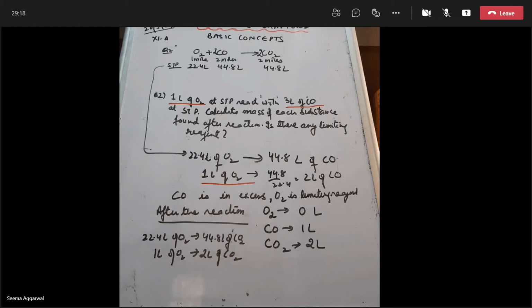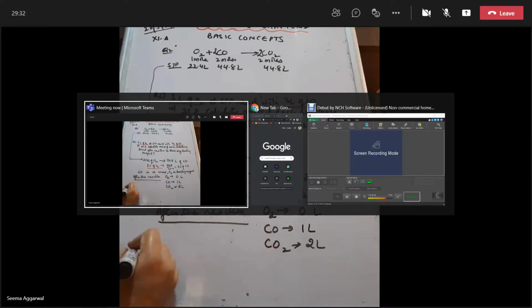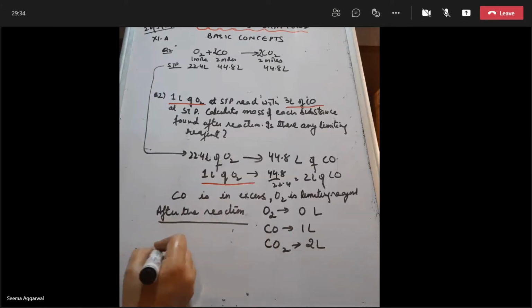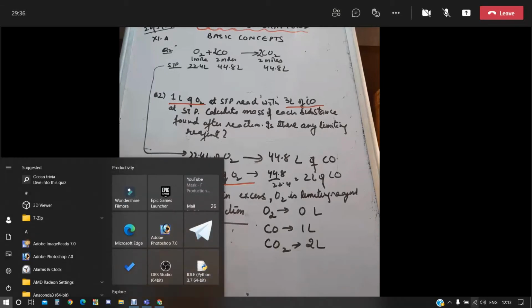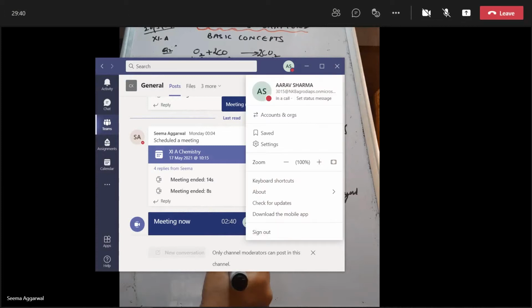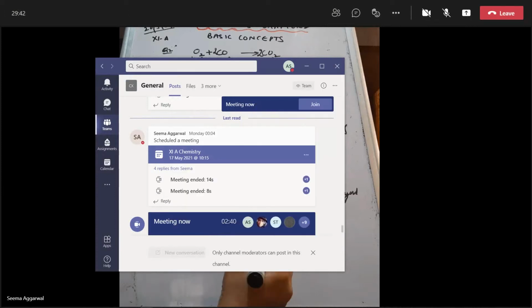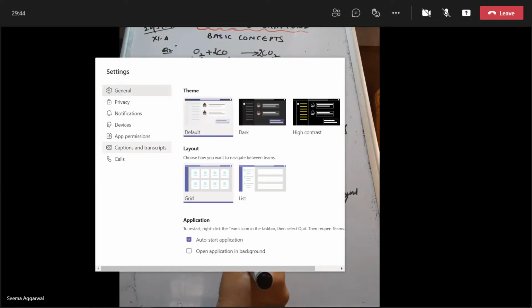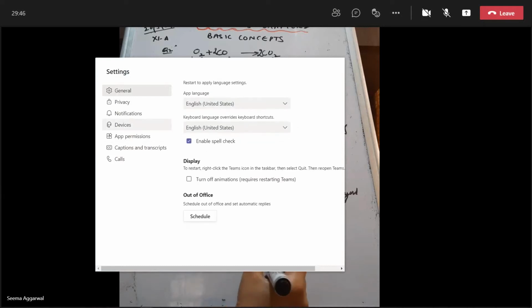So our question is to calculate the mass of each substance found after the reaction. The oxygen is not left. Carbon monoxide is 1 liter and carbon dioxide is 2 liters. So what is the mass of carbon monoxide? Let's calculate the mass of carbon monoxide. What we know is that 22.4 liters, that is 1 mole, has what mass? 12 plus 16, 28 grams of carbon monoxide.